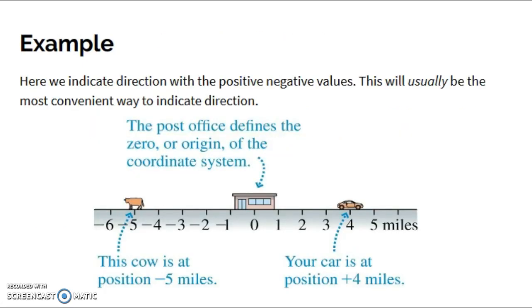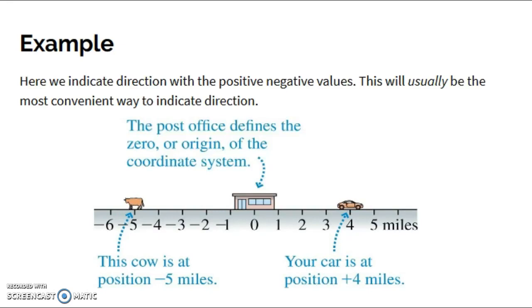An example of a one-dimensional coordinate system is this diagram here. We have a post office here at the center, and I decided to label this as my 0, or the origin, just because in describing the location of this cow and this car, it's going to be easiest to refer to the post office. So here I could describe the location of the car as either being 4 miles to the right of the post office.